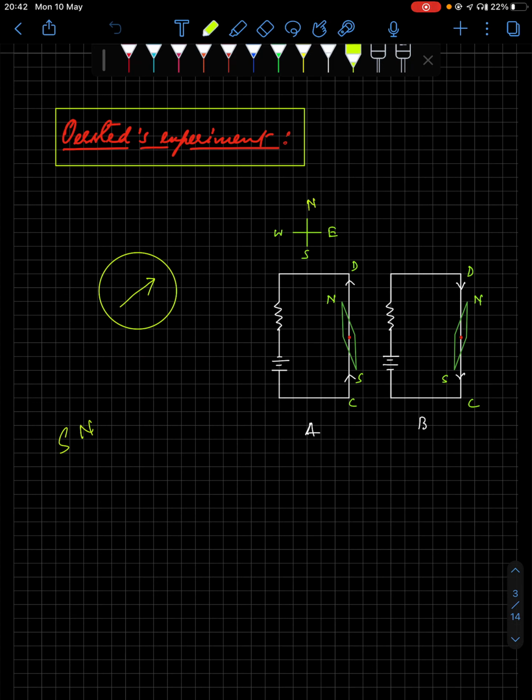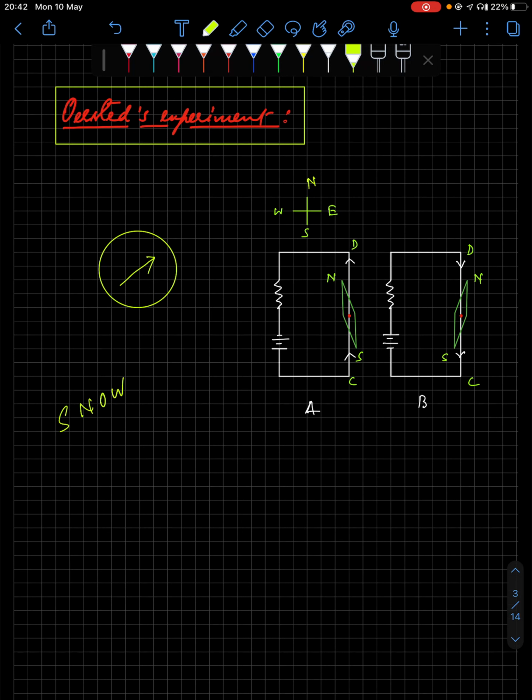Now, to understand the direction of deflection, we can consider Ampere's swimming rule. In accordance with the rule, if the current enters through the south and leaves through the north, then the north pole of the compass needle will deflect towards the west. In figure A, you can notice that the current is entering along the south and leaving the north, south and north, right? So in that case, the north of the compass needle is deflecting towards the west.